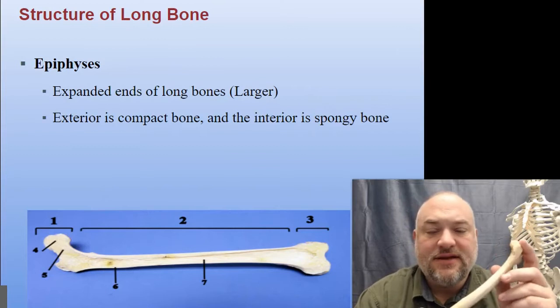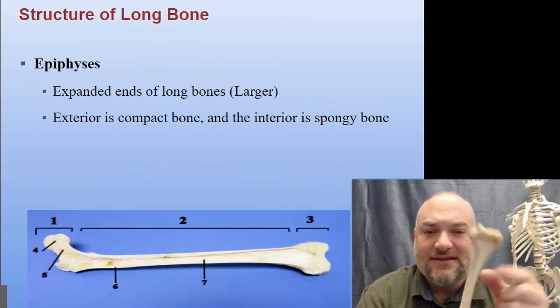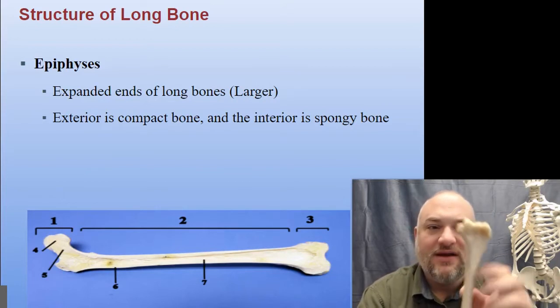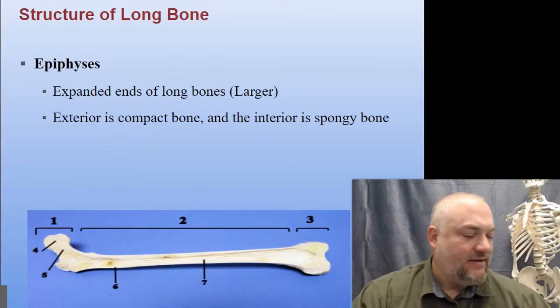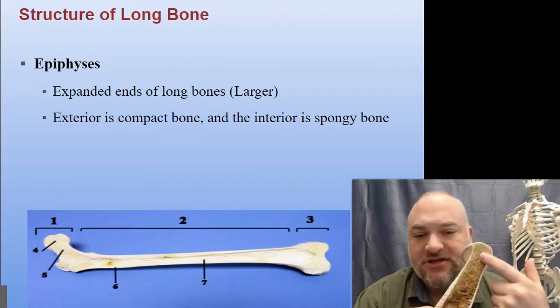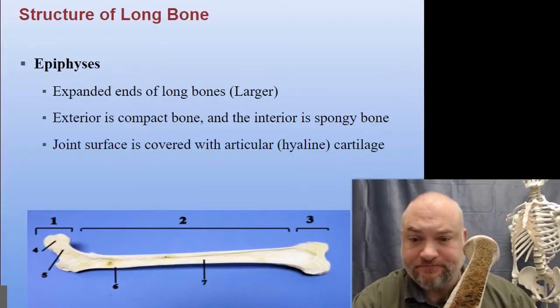Exterior is compact bone, so it's hard and dense, but it's not as thick as the compact bone down here because the stresses are more distributed up here. So the inside is all the spongy bone. You can see how the compact bone thins out as it comes up here. Then the spongy bone is what's going to take a lot of that force and distribute it around so we have an even distribution of forces.